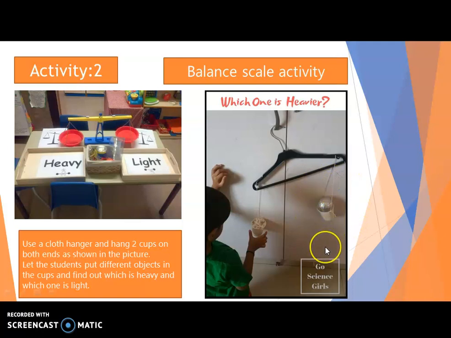Now you can go on playing activity 1 and activity 2. You continue and enjoy the games, as well as go back to the video clip that we have at the first part of our lesson.